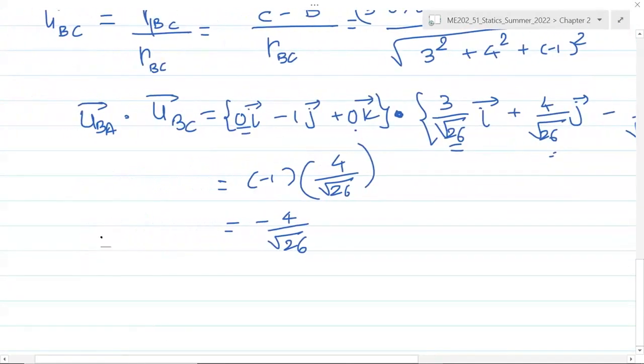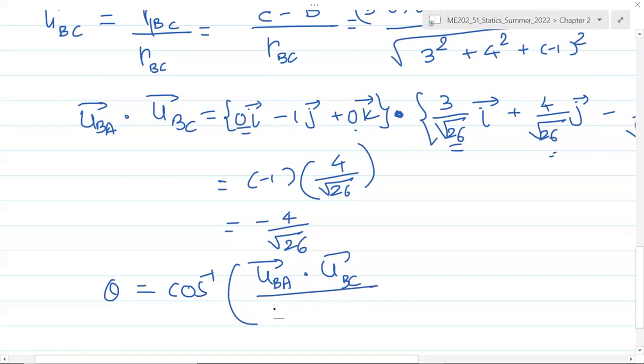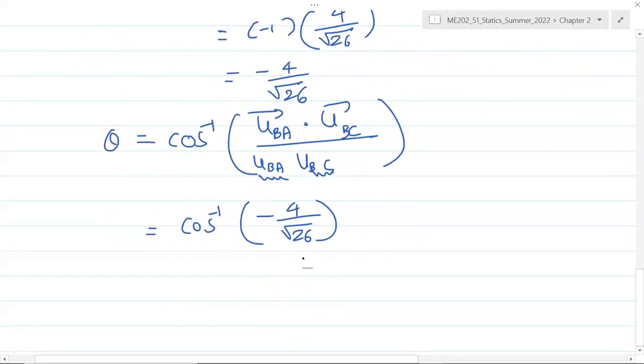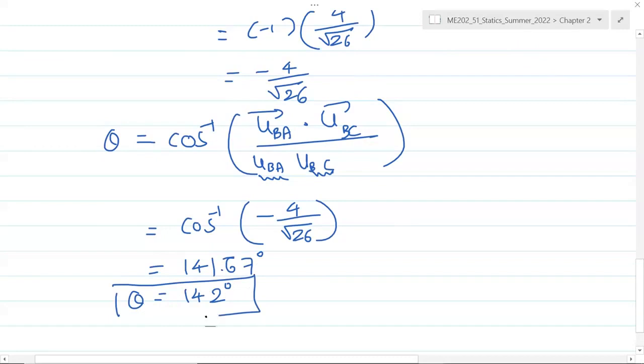Okay, so this is one equation for the dot product, but we know that angle theta can be calculated simply by cosine inverse of dot product u_BA u_BC divided by the magnitude u_BA u_BC, and the magnitudes of u_BA and u_BC are 1, so this is cosine inverse of minus 4 divided by square root of 26 only, because magnitudes of unit vectors are 1, and the final answer is 141.67 degrees, or rounded to 3 significant figures, it's 142 degrees theta. That's the angle. Thank you.